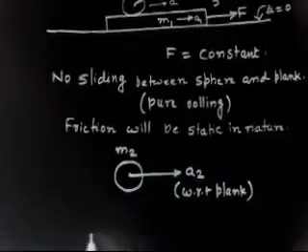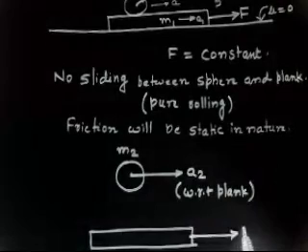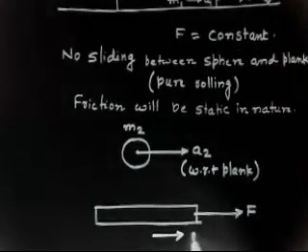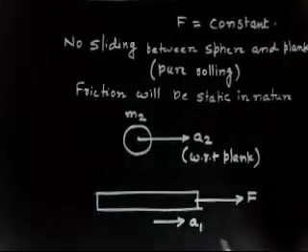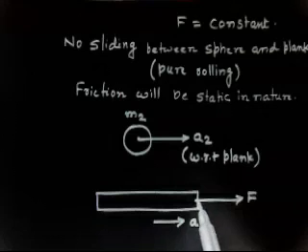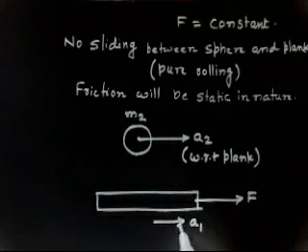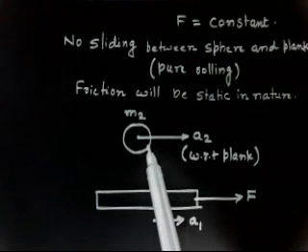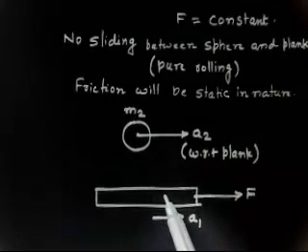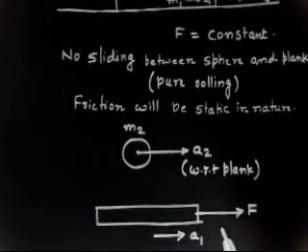Now let's see the forces acting on the plank: F, and let us say the acceleration of this is a1, and this is with respect to ground. Now let us try to see friction forces. I have said the acceleration of the plank is a1 this side, and the sphere is going this side with acceleration a2. Let us first decide the friction force.